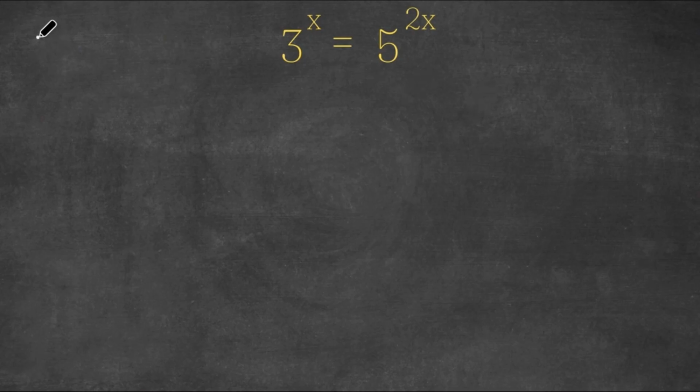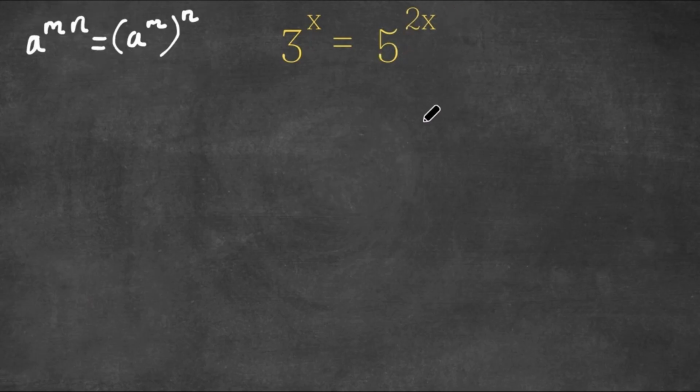Now, if we have something in the form a to the power of m times n, this is actually equal to a to the power of m to the power of n. And also vice versa. A to the power of m to the power of n is also equal to a to the power of m times n. So right here we have 5 to the power of 2x, and using this property, it can be written as 5 to the power of 2 to the power of x.